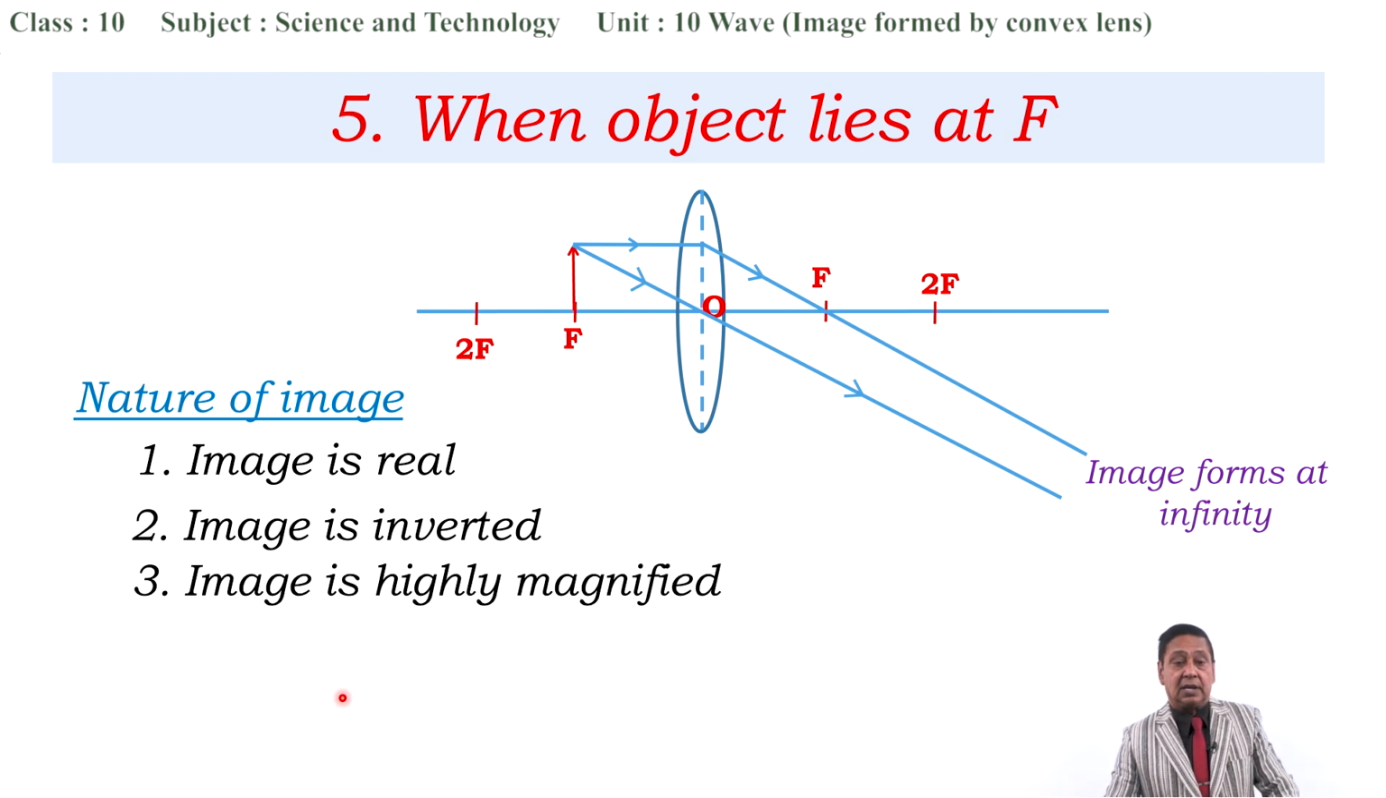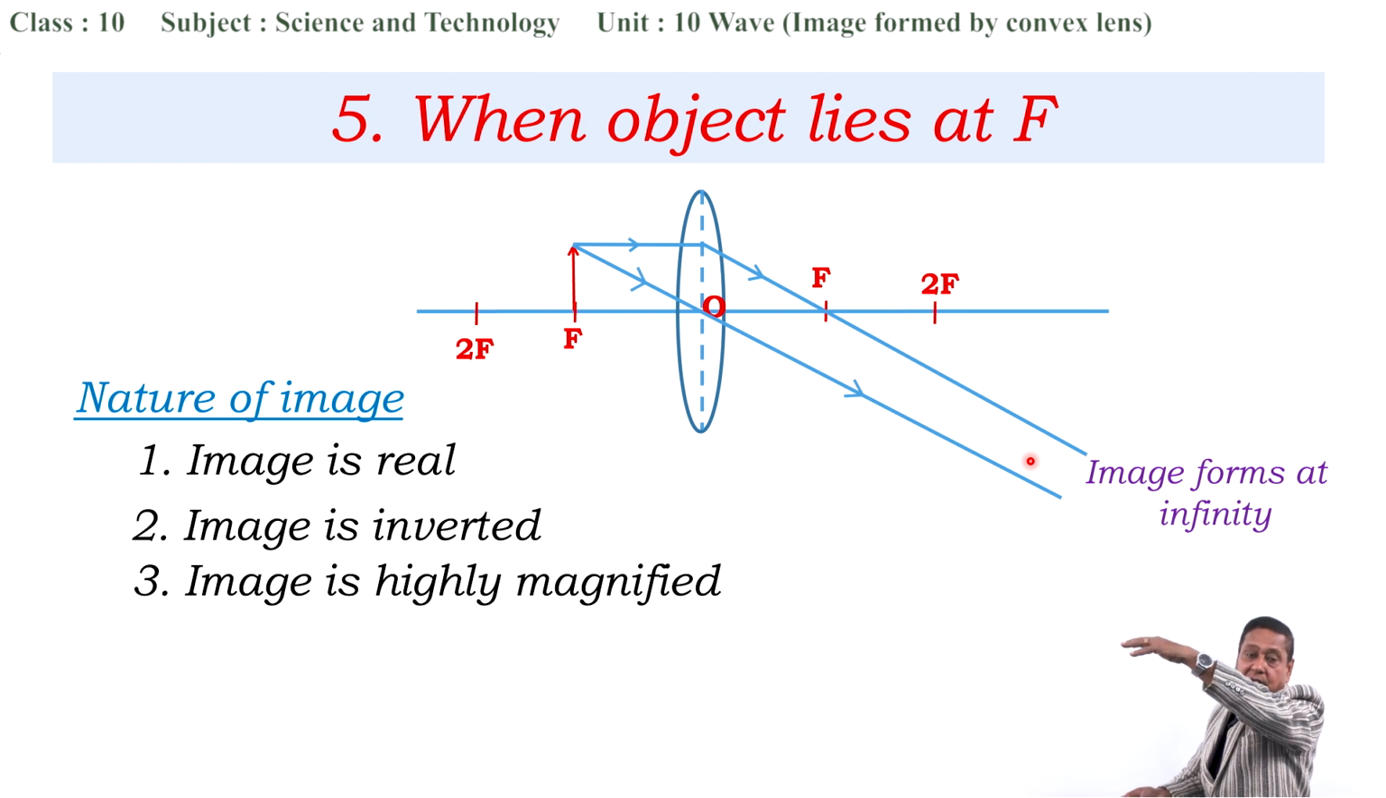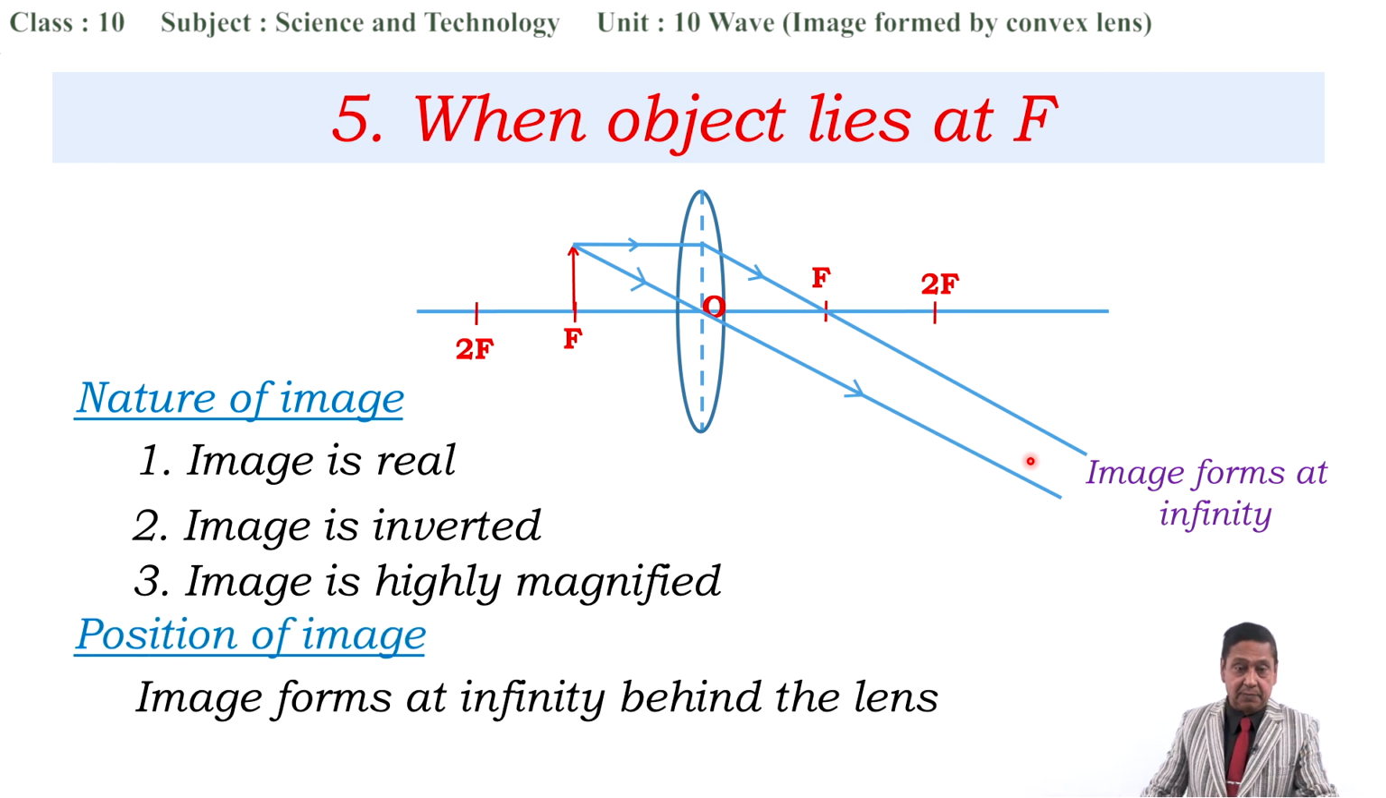And next, the image is highly magnified. If this line is produced to a very, very long distance, and these two light rays are produced to a very long distance, they meet at infinity and a highly magnified image forms at infinity. Yes. And what is the place of the image? This is very simple, clear. Image forms at infinity behind the lens.